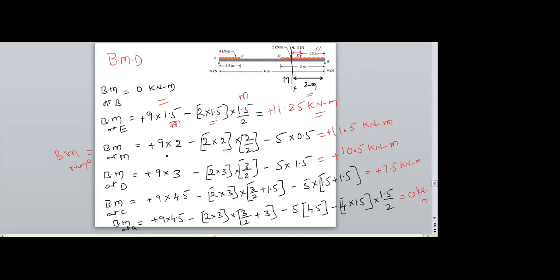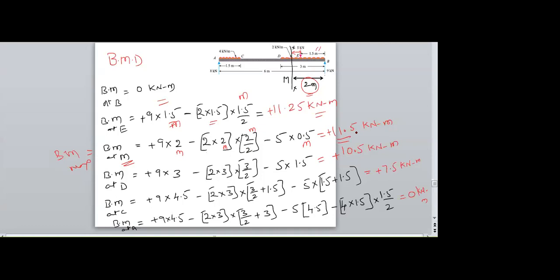Therefore, 9 into the distance 2 from M. And for the converted UDL, the distance here is 2 meters again. Therefore, 2 into 2 is the point load, and the distance is 2 by 2. And next, one point load of 5 kilonewtons, whose distance from M is 0.5. So I am getting a positive 11.5 kilonewton meter.